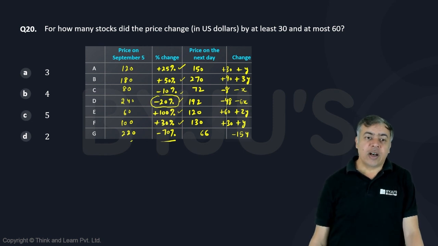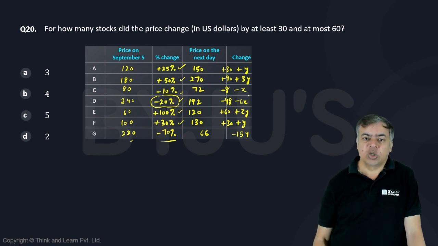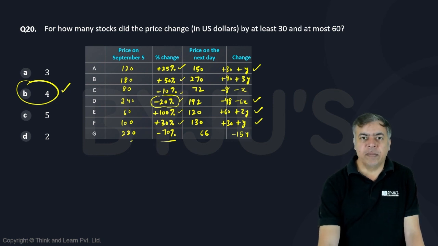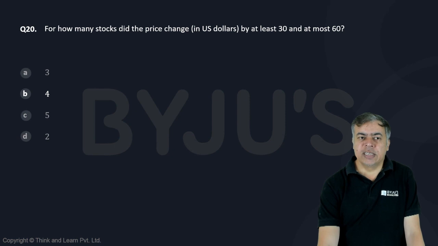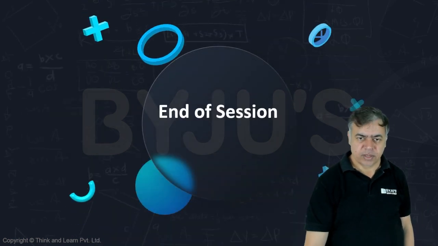See this question, for how many stocks did the price change by at least 30 and at most 60? Okay, because he's saying change, it can be an increase as well as a decrease. So 30 will do, right? 60 will not do, 48 will do, 60 will do, 30 will do, that's it, right? So 1, 2, 3, 4. The answer will be 4. Minimum 30 and maximum 60, so within this range, the change should be there. So 4 stocks, right? Thank you.